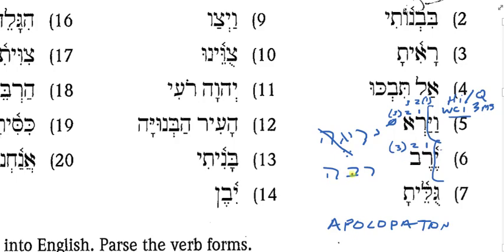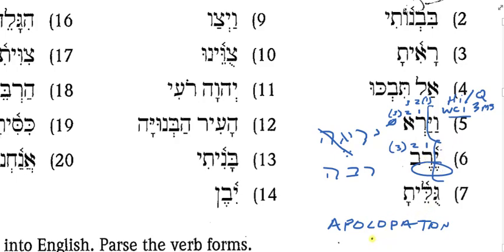To be or become much. That's right. And if it's in the Hifil, it means to make someone to be much, to increase them, or to multiply. All right? Now, here's the question. If it's a 3-hay verb, and I've lost the hay at the end, this is due to apocopation.